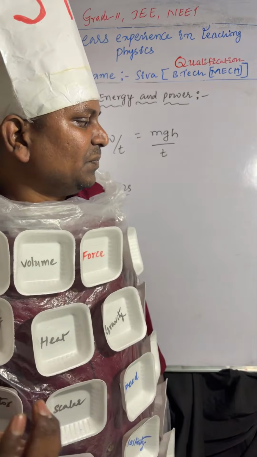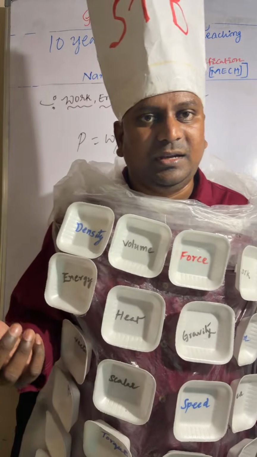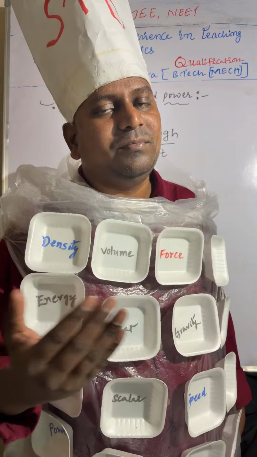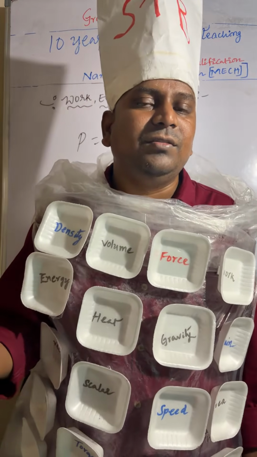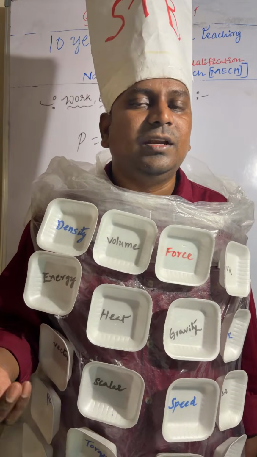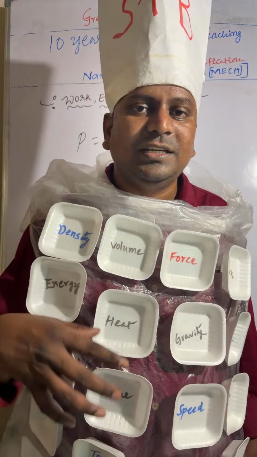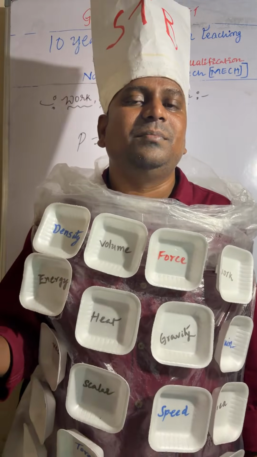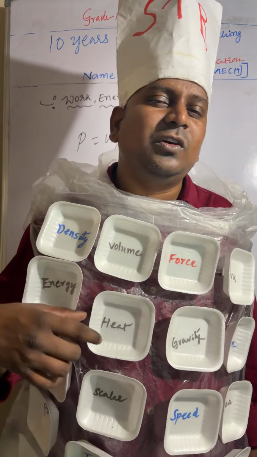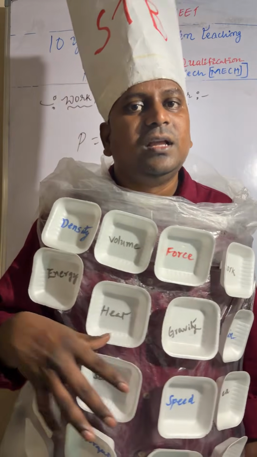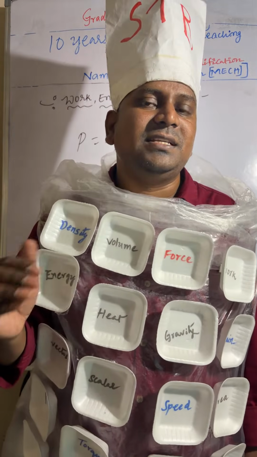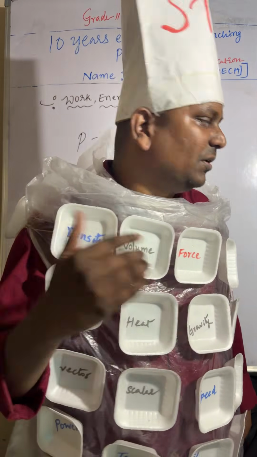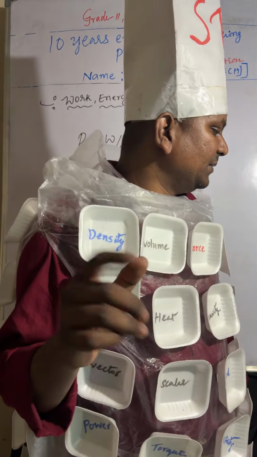So coming to the law of conservation of momentum: initial momentum m1 u1 plus m2 u2 equal to m1 v1 plus m2 v2 after collision. So momentum before collision equals momentum after collision. Same for the law of conservation of kinetic energy: kinetic energy before collision equals kinetic energy after collision. So half m1 u1 square plus half m2 u2 square equal to half m1 v1 square plus half m2 v2 square. I hope it is very clear.